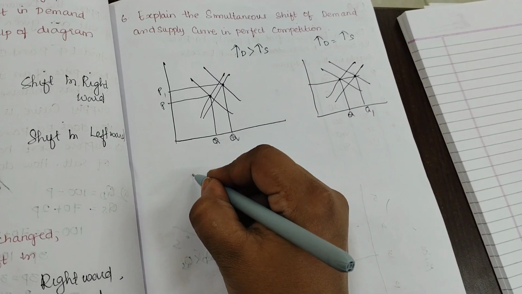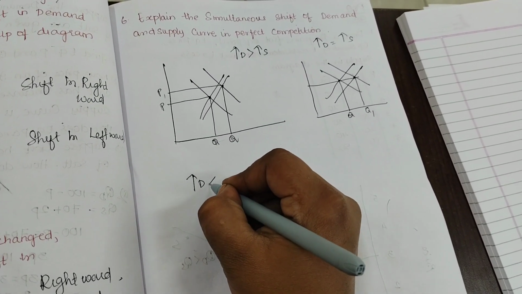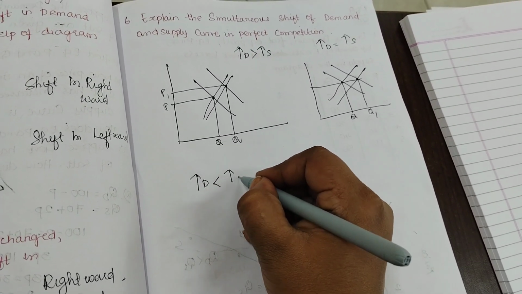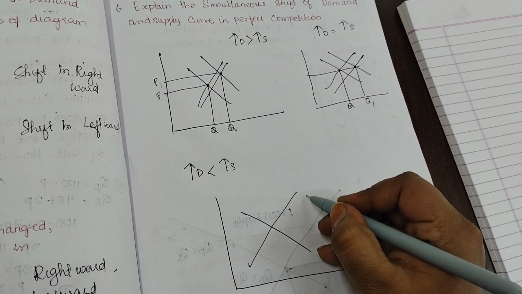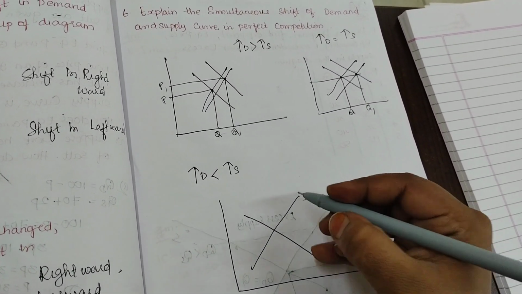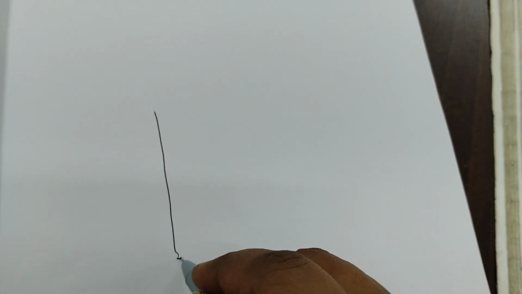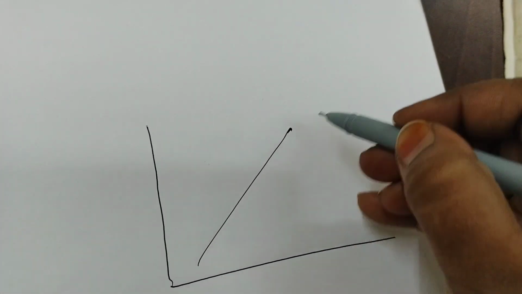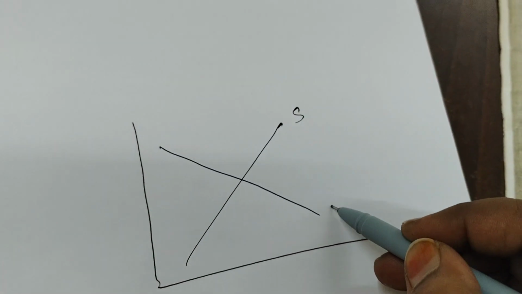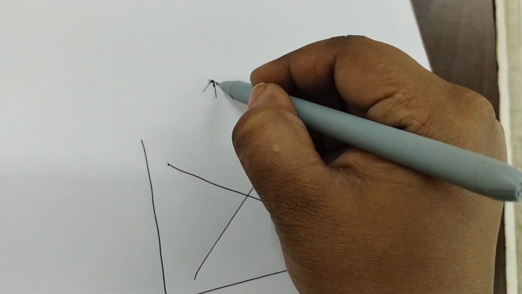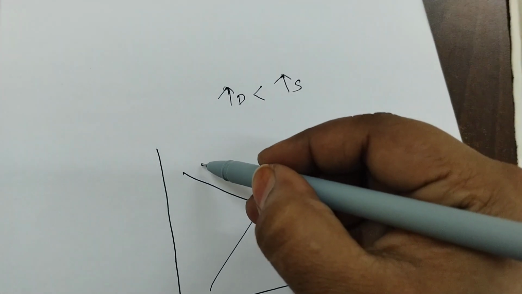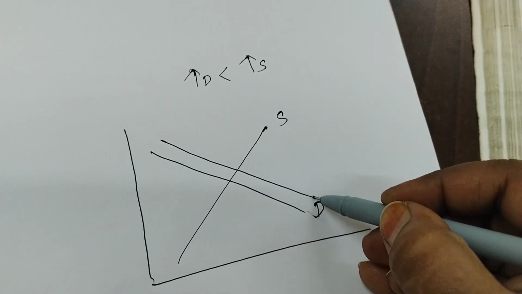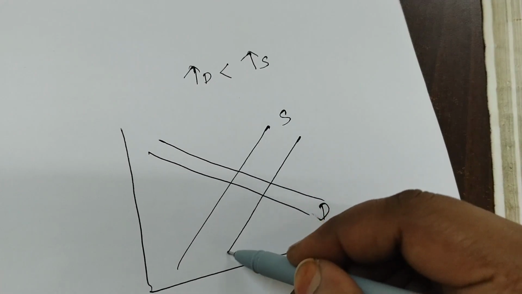If the increase in demand is lesser than the increase in supply, then what will be the situation? This is the supply, this is the demand. Increase in demand is greater. Third situation, when the increase in demand is lesser: this is supply, this is demand. The increase in demand is lesser than the increase in supply.